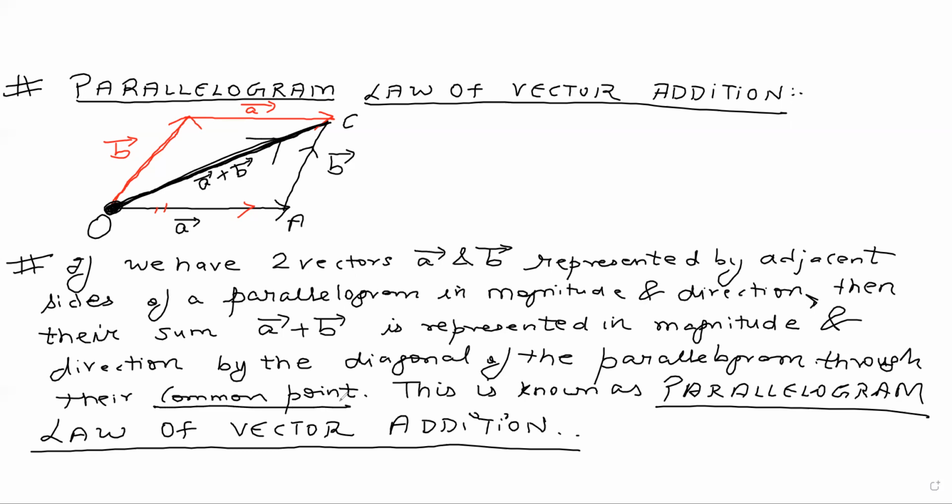From O, you have vector A. From O, you have vector B also. And then you can see you have vector A plus B again from O. So all the three vectors are originating from O: vector A, vector B, vector A plus B. So O is the common point. This is known as the parallelogram law of vector addition. So I hope that students have understood this and have no doubts.